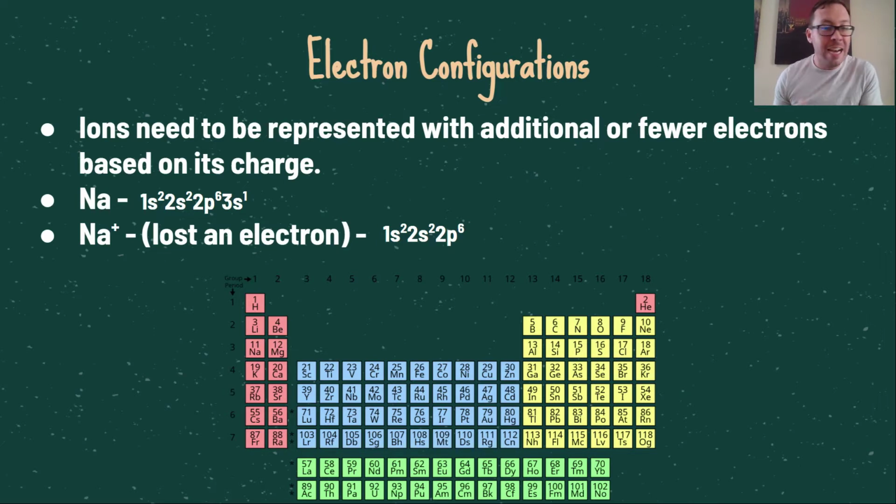This is in addition to gaining an electron. We're going to gain an electron in the outermost sublevel. And so as a result, you need to just keep those things in mind as you go through and look at ions.